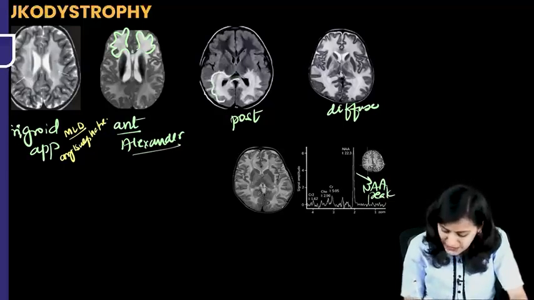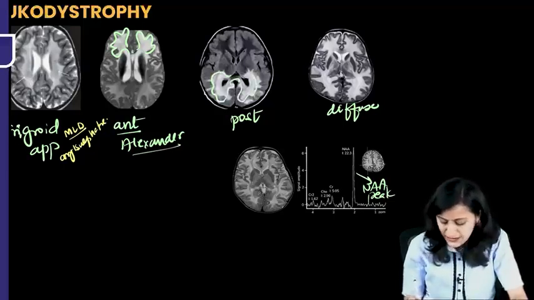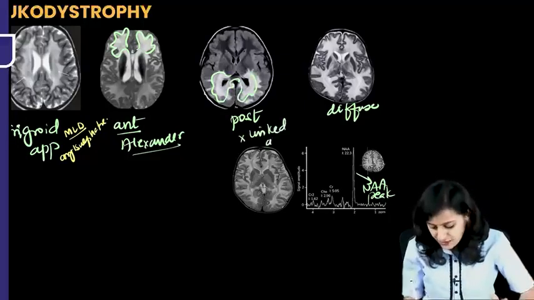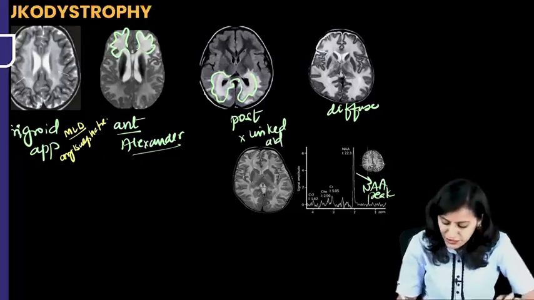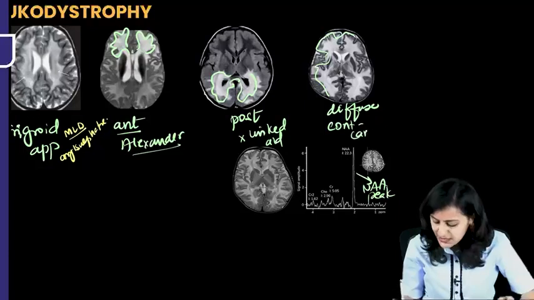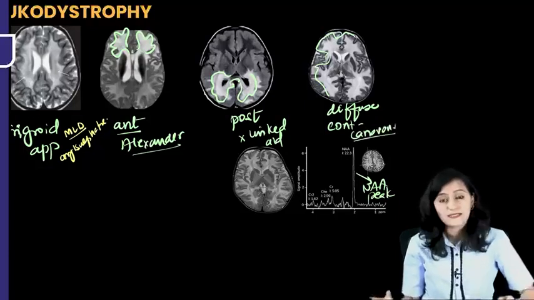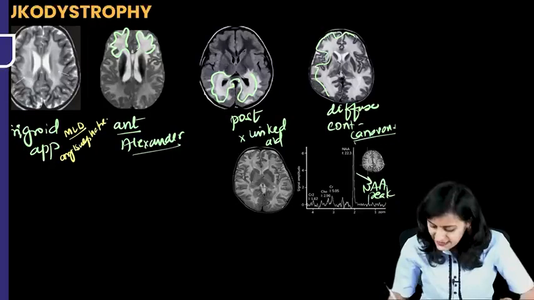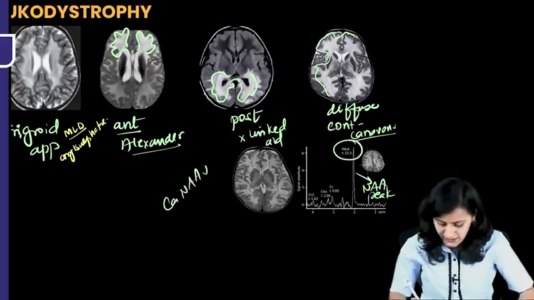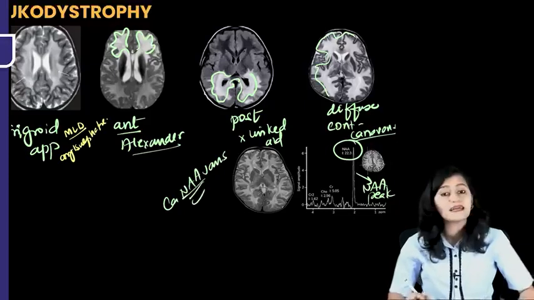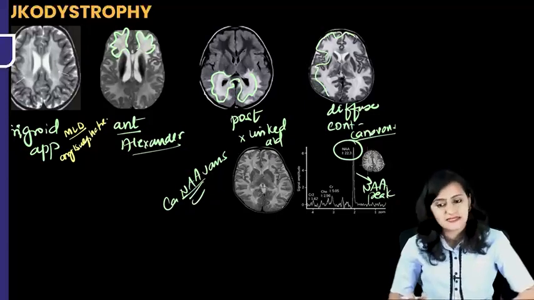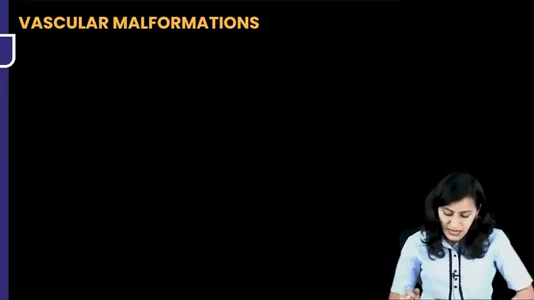Posterior involving the splenium, the peritrigonal white matter. Posterior, which alphabet, is the X-linked adrenoleukodystrophy. And when it is diffuse, you can see the entire white matter is white. Continuous diffuse is Canavan's. And Canavan's classically has this increased NAA peak. So remember Canavan's, when I write Canavan's, the NAA helps me to remember the increased NAA peak is a feature of Canavan's disease.